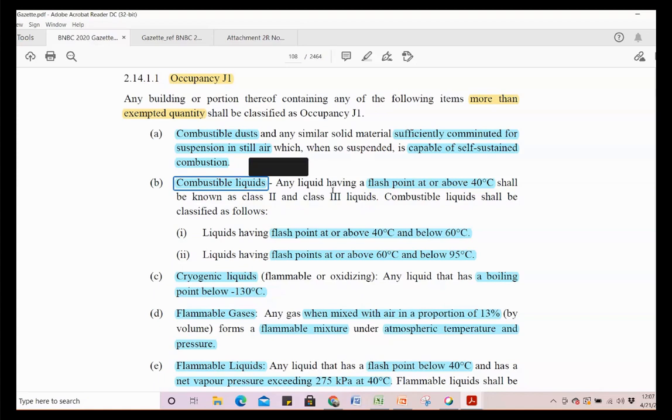Combustible liquids. Any liquids having a flash point at or above 40 degrees centigrade shall be known as class 2 and class 3 liquids. There are divisions, there are subcategories for class 2 and class 3, not mentioned here. We will get the detail in Part 4.